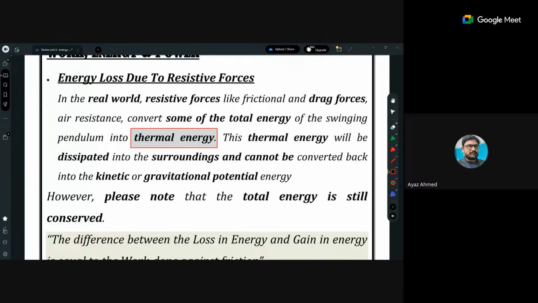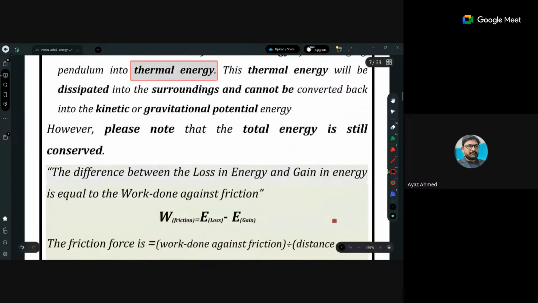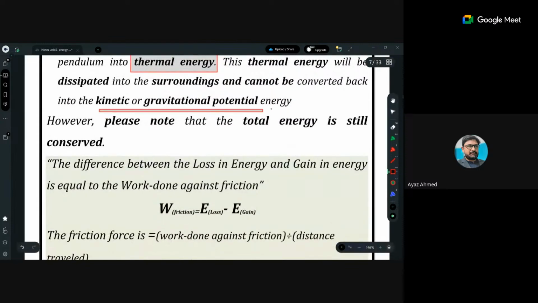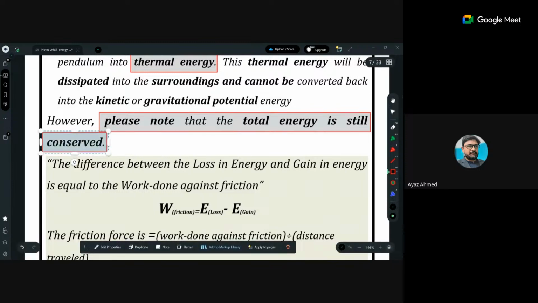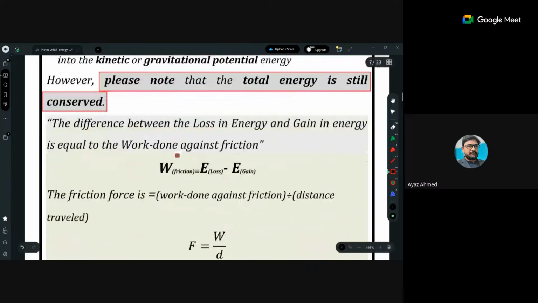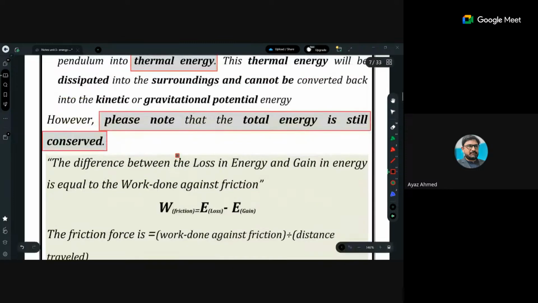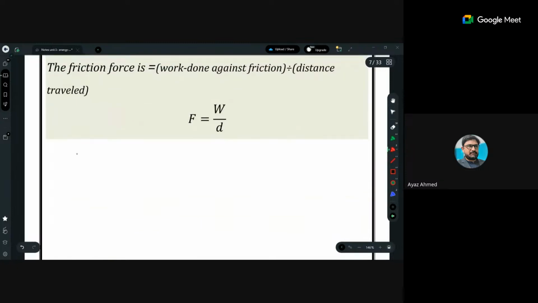So kinetic and gravitational potential energy are interconvertible but not completely. Please note down that energy is still conserved. Energy is still conserved. Mind it. It means although kinetic is not converted into potential completely, heat loss is a form of energy. So here just consider that when one energy is being lost, the other is gained, so their difference must be equal to 0. Here I'm going to write it again.